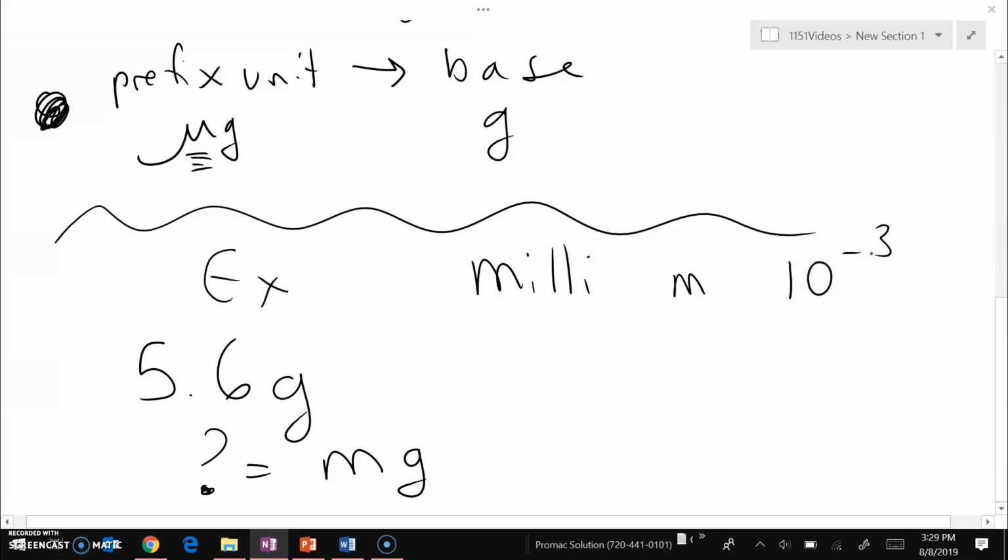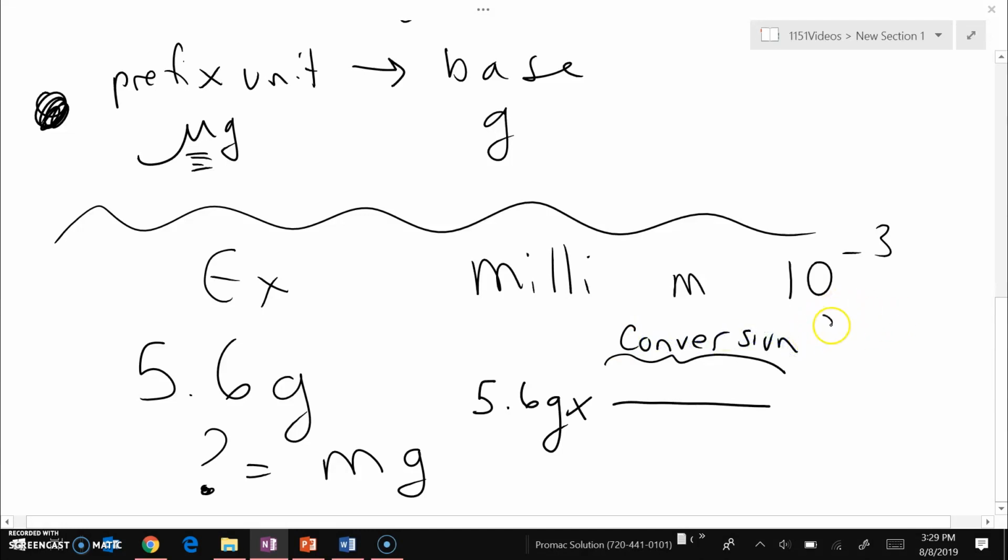So how does that actually work in a conversion? So we take our 5.6 grams, okay, and we're going to set up something that looks like a fraction. Now this entire fraction thing is a conversion factor. Okay? Just start with the units. I think you guys pull out your calculator and you're like, what do I do? What do I multiply? What do I divide? No. Just start with the units.